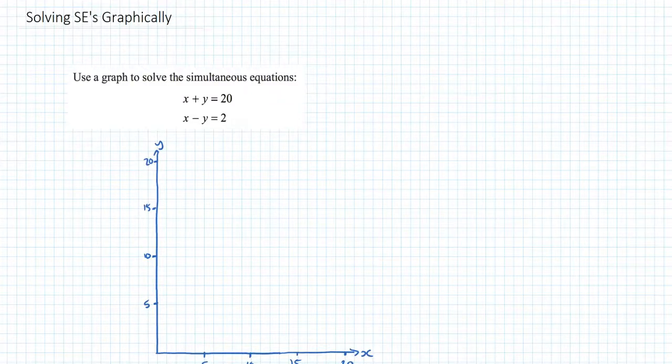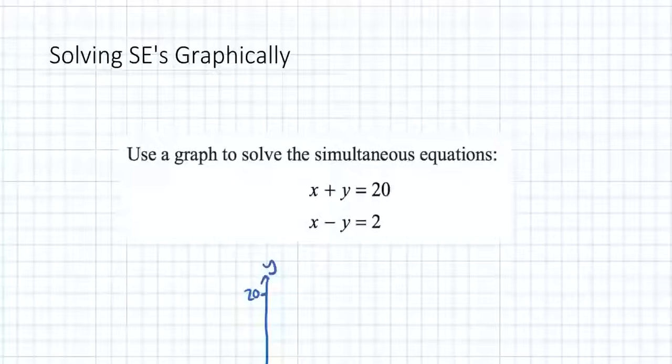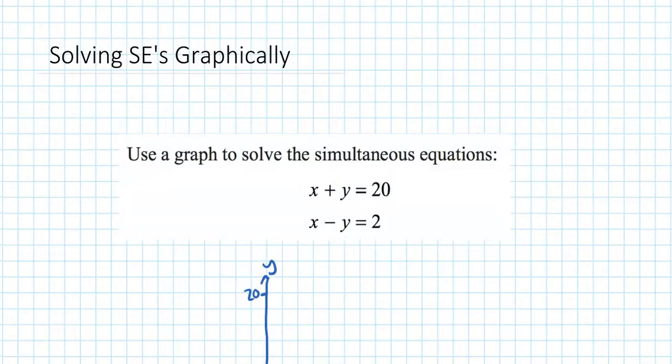So in this video, we're going to take a look at how to solve simultaneous equations graphically. Now, what we mean by simultaneous equations is something like the example in front of us here. We have two equations with two unknowns, x and y in this case, and we need to find a value for x and for y, which is going to make both equations work.